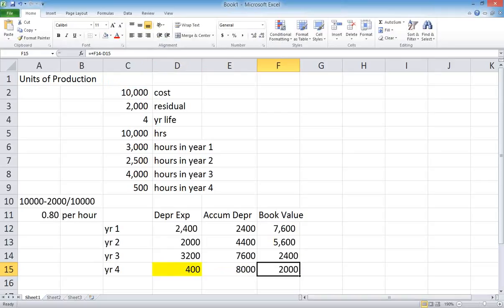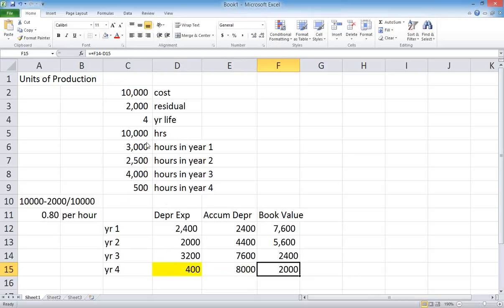Yeah. How are the estimated usages projected? As far as this 10,000 hours is what I'm assuming you are talking about, because the hours, the 3,000, the 2,500, the 4,000, those would be actual hours during the year. Okay, those are going to be actual hours.